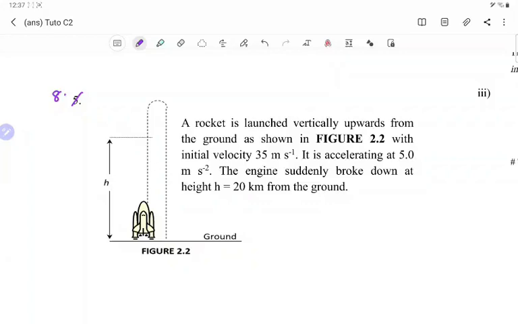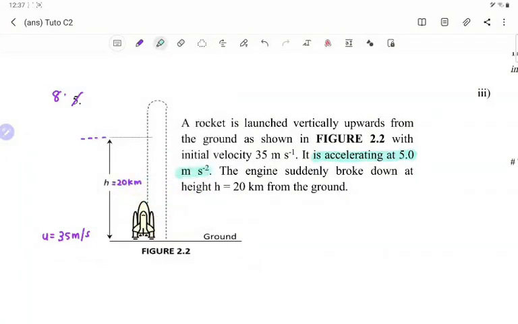Kalau tak ada diagram, you need to sketch on your own. Okay, so h is given 20 kilometer, until this point. And then it's traveling with u equals 35 meter per second. It should be positive because it's going upwards. And then this rocket is actually accelerating. Dia ada pecutan 5 meter per second squared. So dia naik atas dengan pecutan.